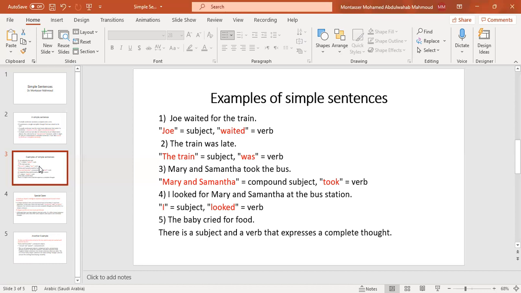Number four: I looked for Mary and Samantha at the bus station. I is the subject. And the verb is only one verb, which is looked. The fifth example is: the baby cried for the food. The baby is the subject and cried is the verb. So there is one subject, there is one verb, and there is also one single complete thought, which is the crying of the baby for the food.